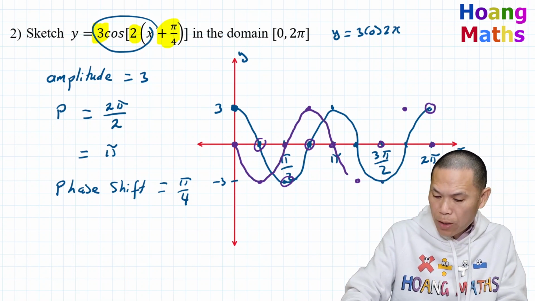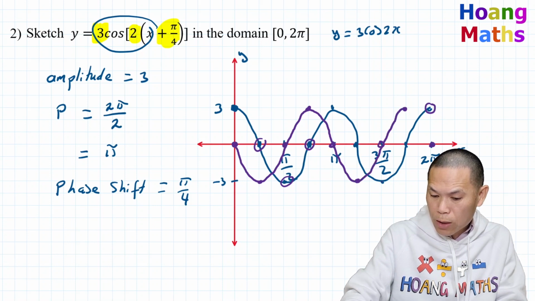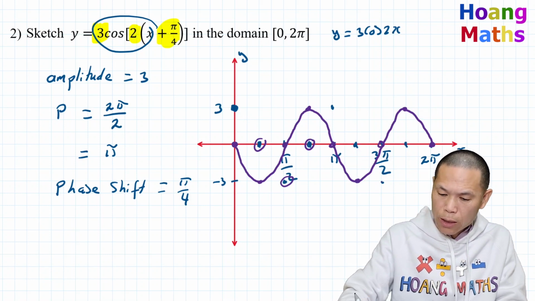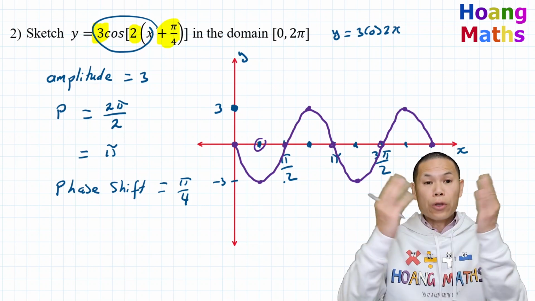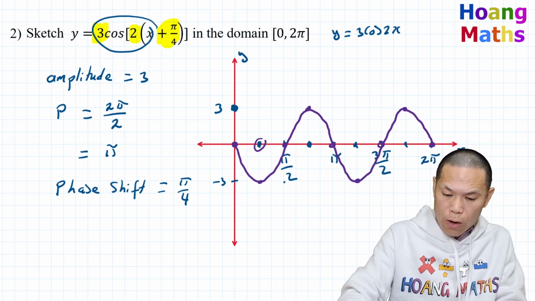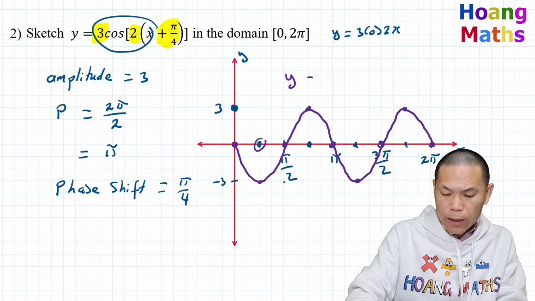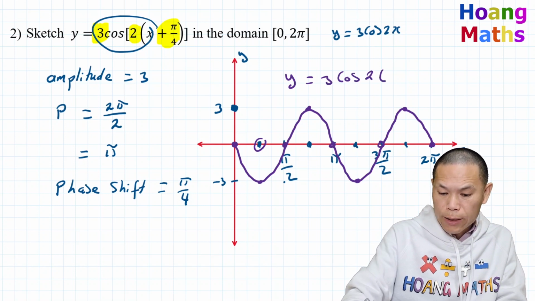And we'll just aim next to this dot here and curve. And aim to it, next to it. And go down. So there you go. Let me just clear this. So let me just clear them all. So there you go. So this is y equal to 3 cos of 2 brackets x plus pi over 4.